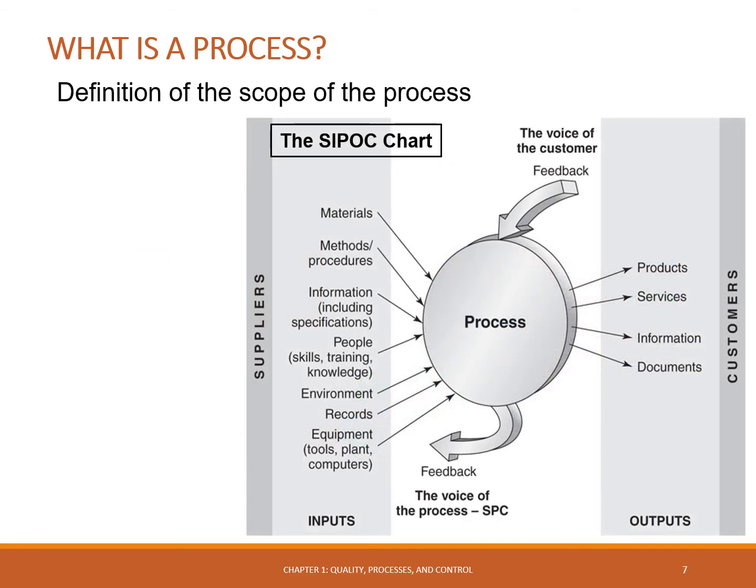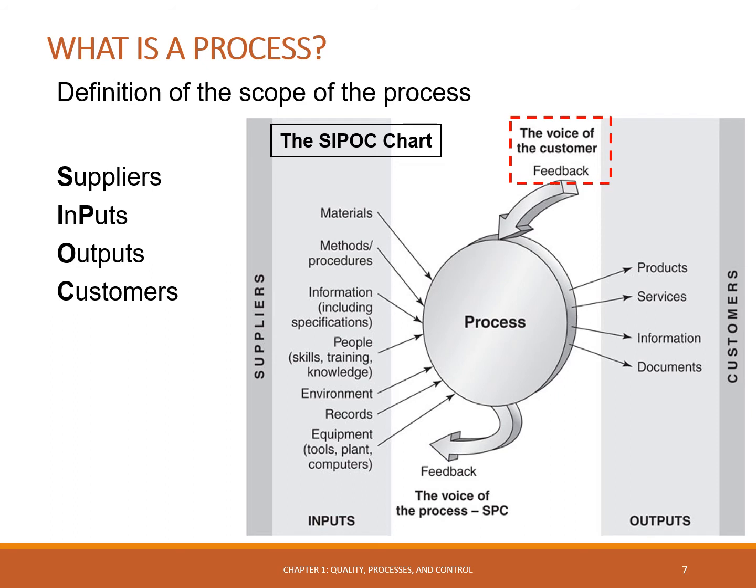Once the process is identified, we need to define the scope, which is done through the SIPOC chart. SIPOC is the abbreviation of suppliers, inputs, process, outputs, and customers. And the SIPOC chart visually describes the relationship among these elements. In this chart, the voice of the customer can be used as a feedback channel to update the output requirements and improve the process.